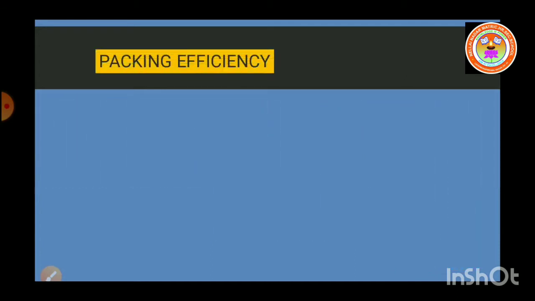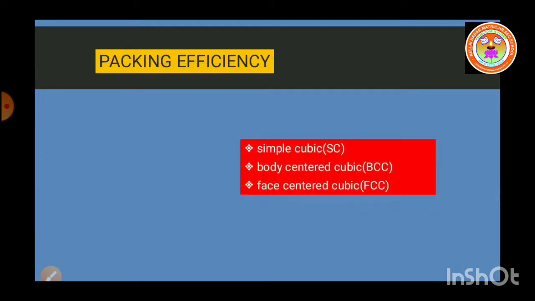Today we are going to learn physical chemistry, that is the first lesson, Unit 6, Solid State. Today's topic is packing efficiency. In this video I am going to explain packing efficiency in simple cubic, that is SC. The second one is body centered cubic, BCC, and the third one is face centered cubic, that is FCC.